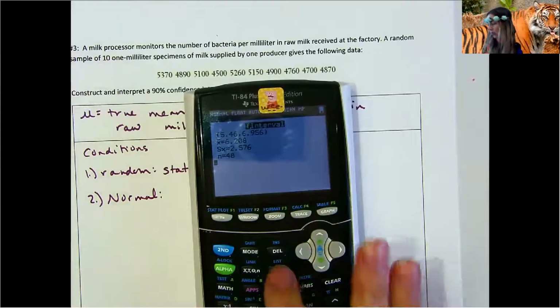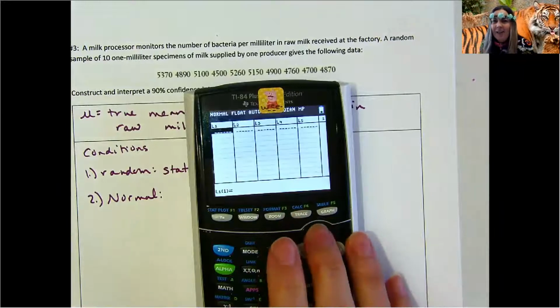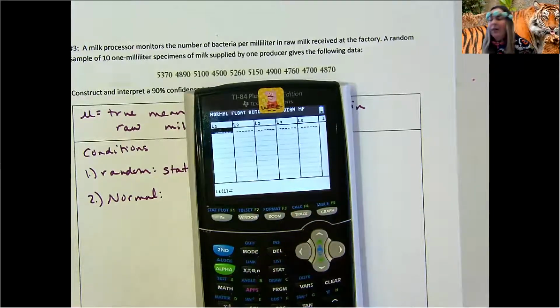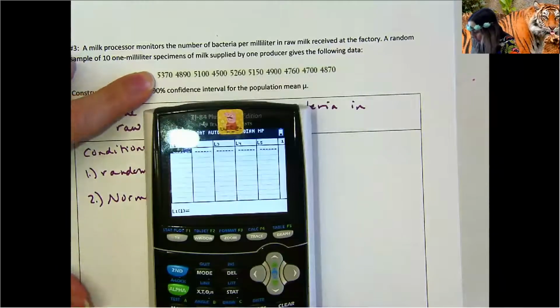So head on over to STAT, EDIT, and clear if you need to clear it. Mine's already cleared. I think it's because my calculator died and it reset itself. All right, so let's enter in these bacteria numbers. 5370.